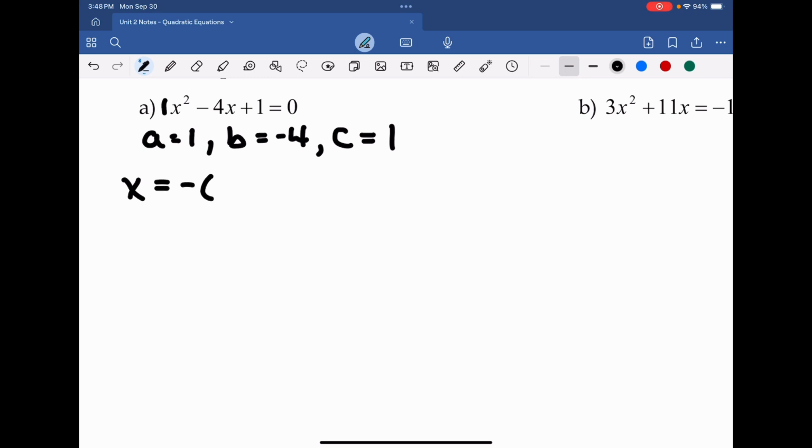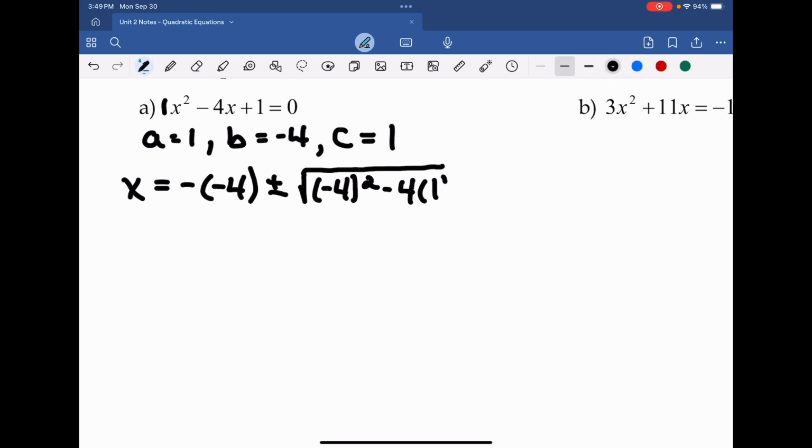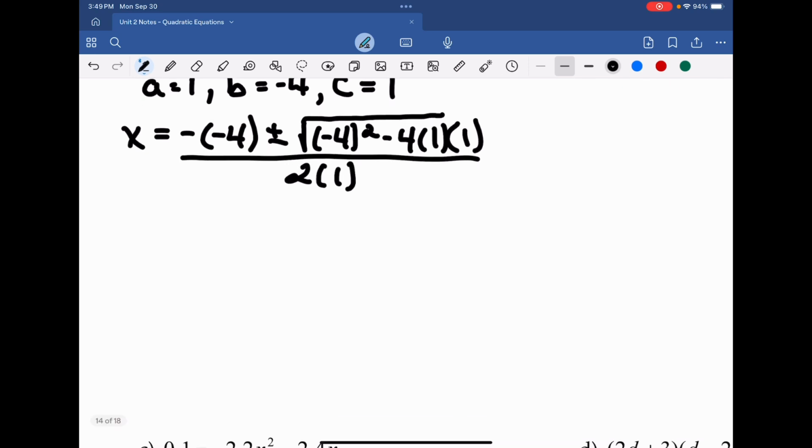x is equal to -b. Our b value was -4. The negative that's already there is just there in the equation by our derivation, plus or minus the square root of b squared, which is -4, and I'm going to put it in brackets, so it's (-4) squared, minus 4, a was 1, c was 1, divided by 2 times the a value, which was 1.